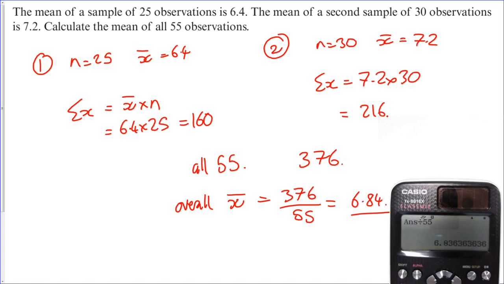With most applied maths things, we can have a look and decide if this seems sensible by having a look at the different things we've got. So we had 30 observations at 7.2 and only 25 at 6.4, so we'd expect the mean to be in between these things, probably a little bit closer to 7.2, and that's what we ended up finding.